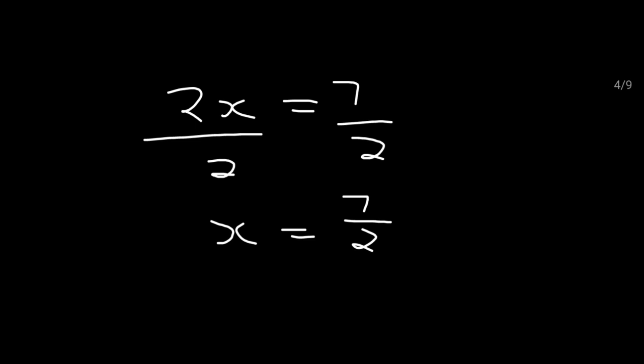I'm writing 7 over 2 because when I press the calculator, it's going to give me a decimal. As a decimal, it doesn't matter. Either 7 over 2 or 3.5, both are correct. If you want 7 over 2, it's correct. If you want 3.5, it's correct.